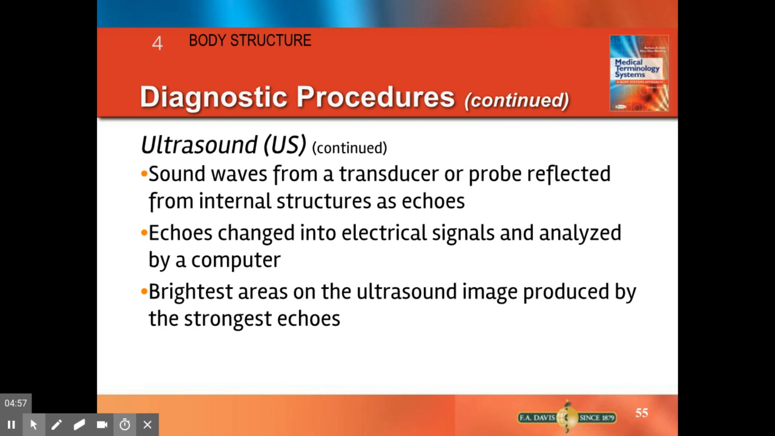Ultrasound or sound waves from the transducer of the probe are reflected off of an internal structure, and it makes kind of echoes. Those echoes are then changed into electrical signals, and they're analyzed by the computer, and that's how we see that image. The brightest areas in the ultrasound are where we see the strongest echo. So think about if the bladder is empty, it's going to be collapsed and kind of solidified. But if it's starting to fill up, we'll be able to see more.